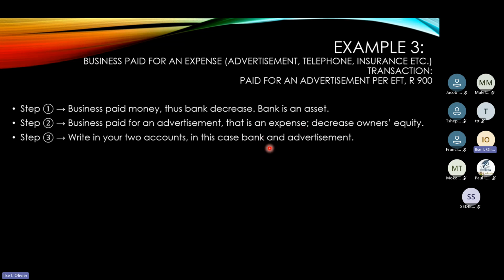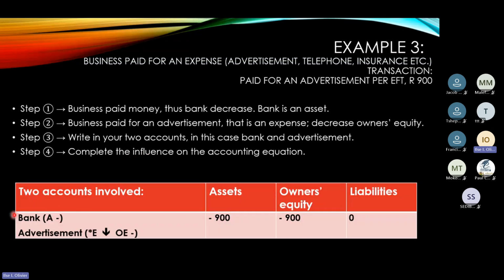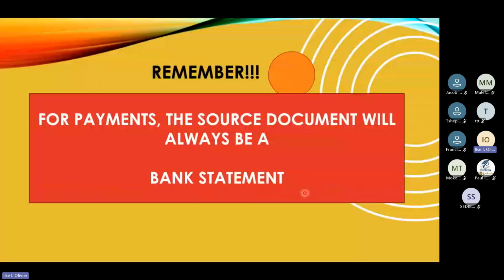You write the 2 accounts, bank with assets next to it, advertisement with expenses next to it. What do you know about bank? It decreases. What do we know about advertisement? It is an expense. And expenses decrease your owner's equity. So step 4, you complete the influence of the accounting equation. So bank decreases. Advertisement is an expense that decreases your owner's equity. And now you complete the accounting equation. Minus 900 Rand, owner's equity minus 900 Rand.